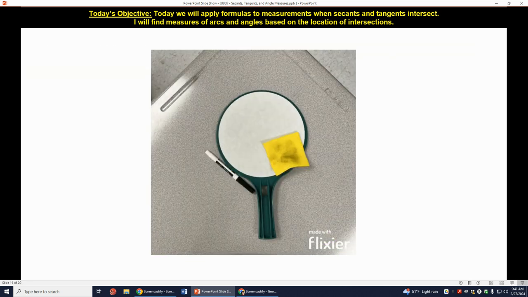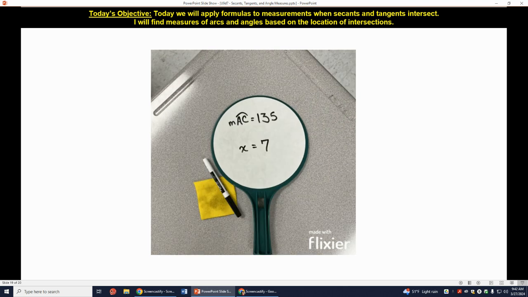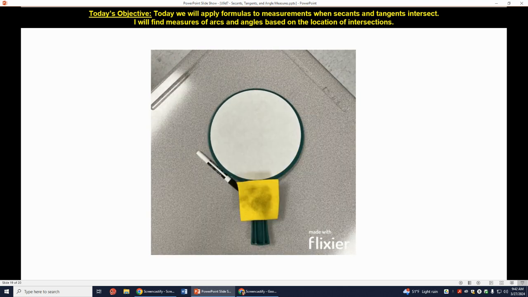All right, please make sure that you wipe off your whiteboards and return the eraser and the marker to the holder.